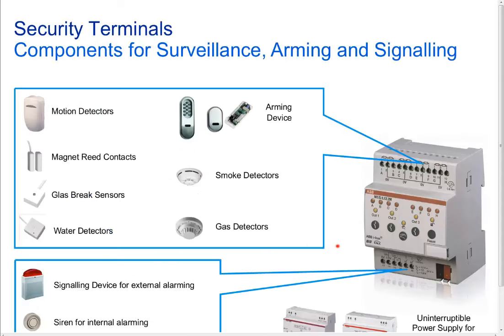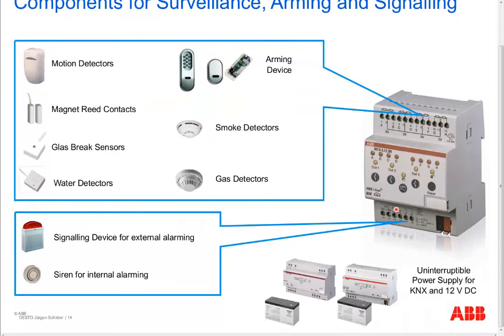The component here again offers the option to connect all these sensors, plus an arming device if necessary. That also needs an input. And down there you have 3 binary outputs to connect an external siren outside the building, an external flashlight, but also an internal siren. We come to this a bit later for internal alarming. So 3 different outputs for these 3 classical alarm devices, acoustical and optical.